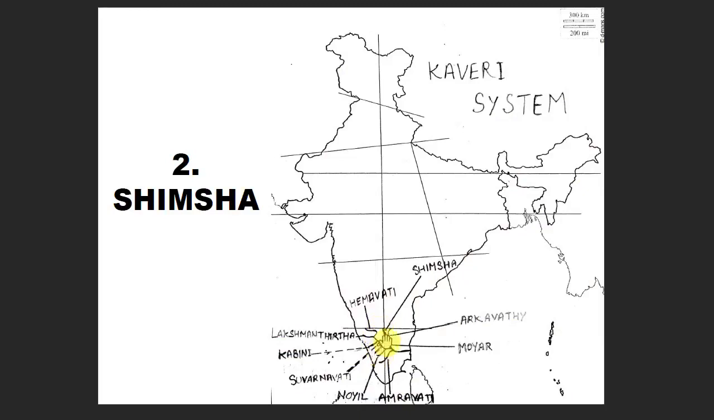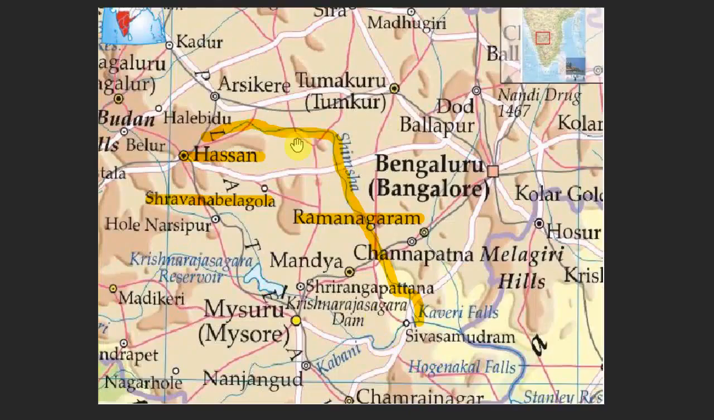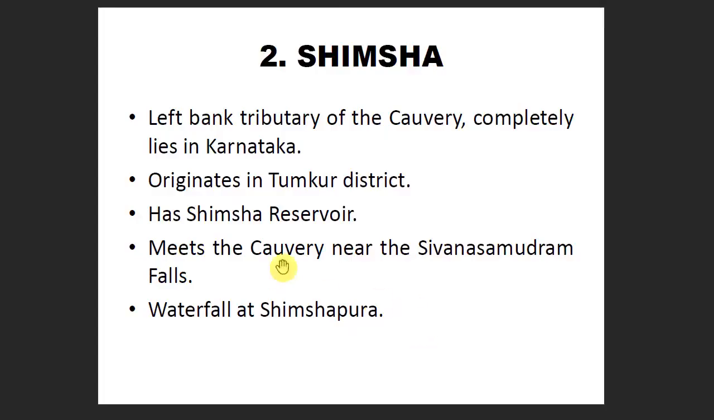Let's talk about the Shimsha river, flowing southwards and almost parallelly westwards to the Arkavati river. So we can see again from somewhere around the Tumkuru region it originates, and it flows close to the Channapatna region, the Mandya region that we are familiar with, this Ramanagaram. It's an important place. People visit it. Mainly, it's a claim to fame that it featured in the movie Sholay. So then it also joins the river near the Sivasamudram waterfalls. So you see it has the Shimsha reservoir, and that's located at Shimshapura.